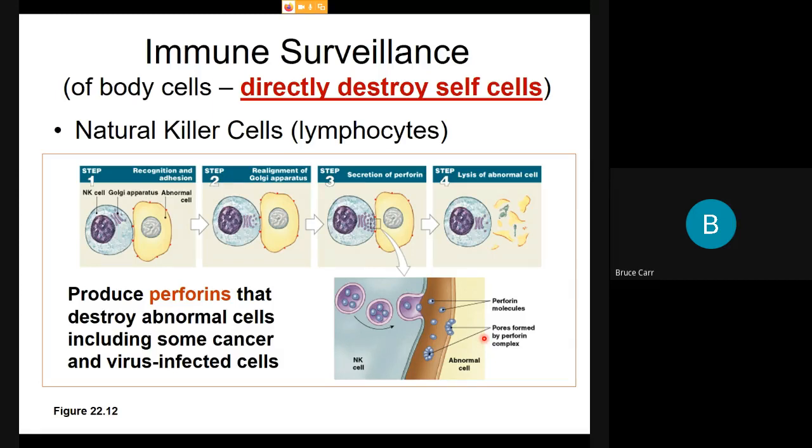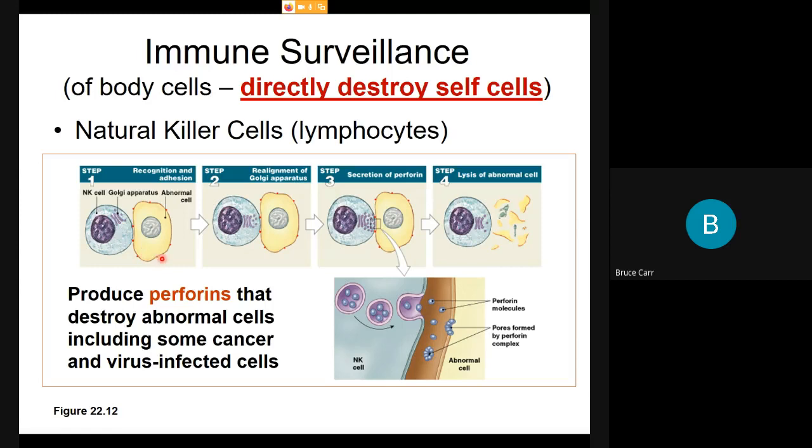Immune surveillance, that second idea, is based on natural killer cells. And let's just talk a little bit more about how the proteins are involved here. They will directly destroy self cells. Now that is an exception to that pattern recognition. Most of our innate immunity says, if it's one of my cells, I'm going to leave it alone. I'm not going to attack it. But natural killers have the ability to recognize an infected cell.